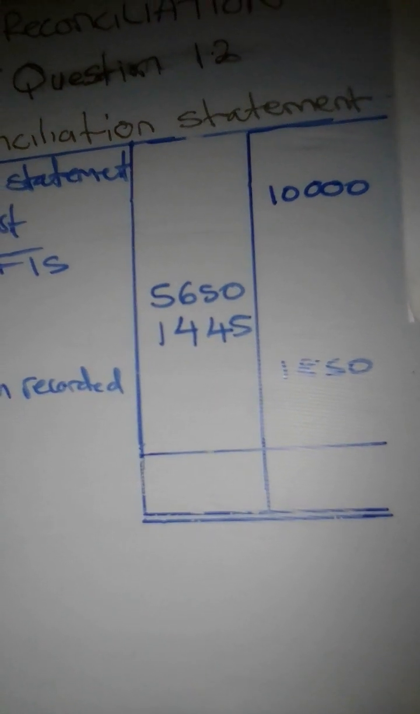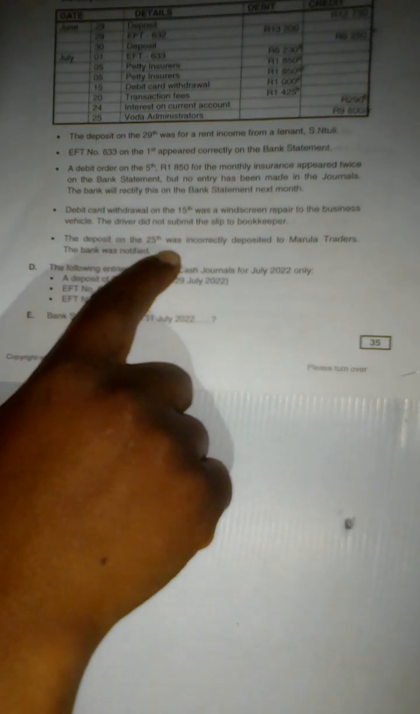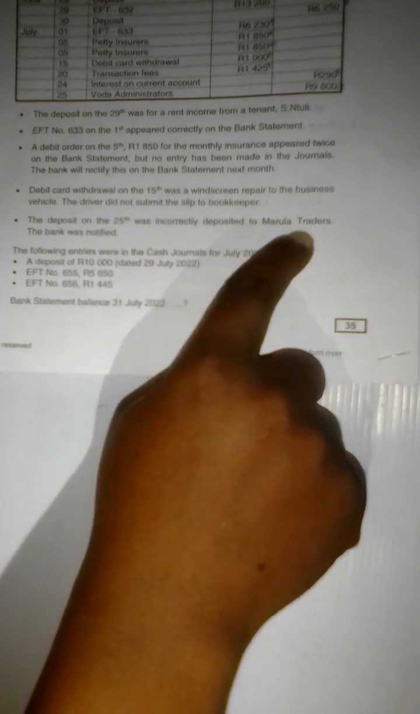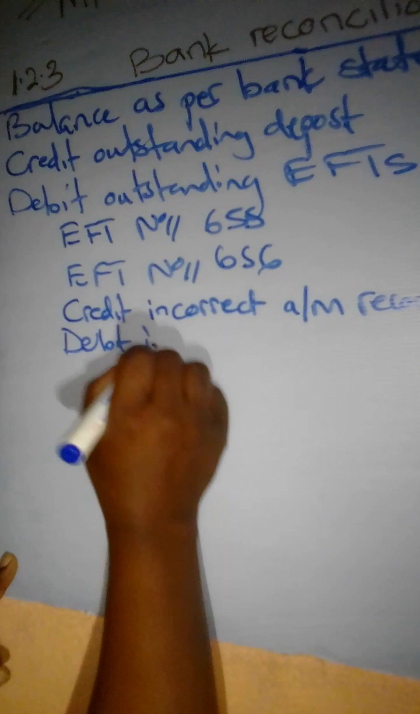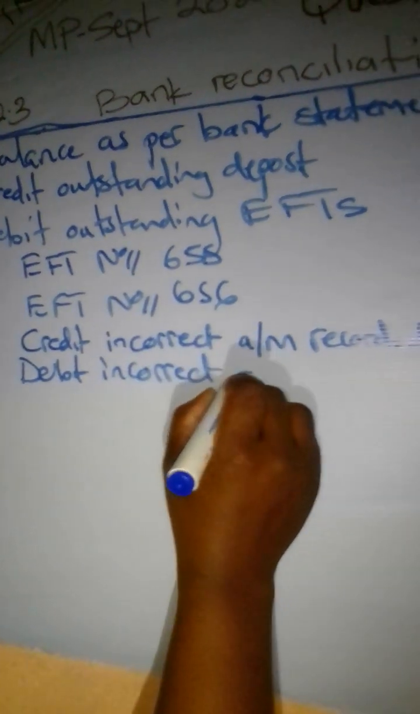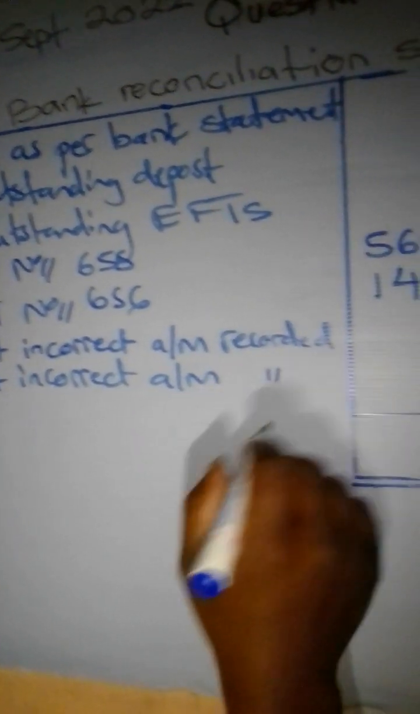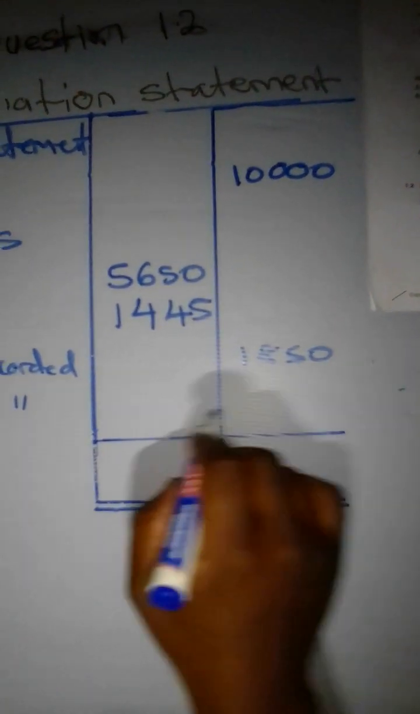The other error was the money on the 25th. The Voda administrators said that the deposit on the 25th was incorrectly deposited to Marula Traders. The bank was notified. In order for us to cancel this, we are going to debit it. By debiting it, we are removing it from our books. So we say debit incorrect amount recorded, and the amount is 9,800.